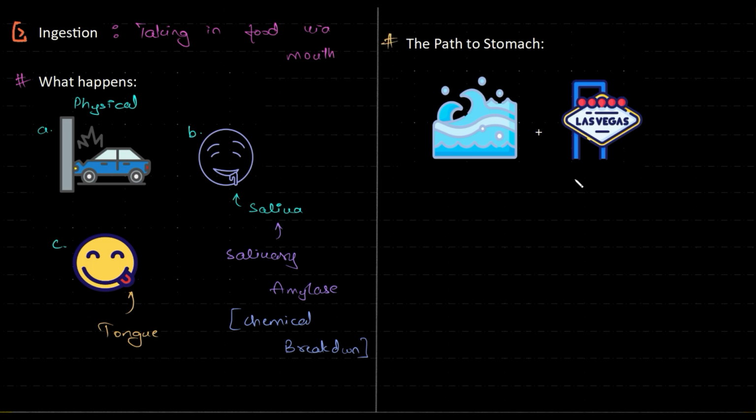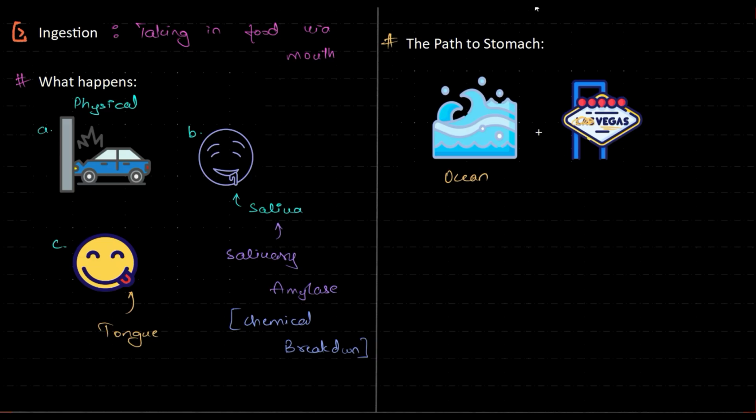Of course, it goes to the stomach, but through a pipe. And it has a name. The pipe has a name, and we have that in our books. So we need to know this. Can you guess what's the word? Your clue is this ocean that I'm trying to show. And here the keyword is Vegas.